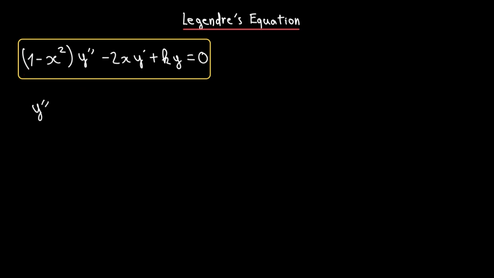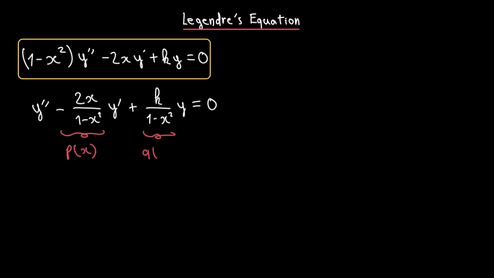So we have y double prime minus 2x divided by 1 minus x squared, y prime plus k divided by 1 minus x squared, y is equal to 0. Now, from this form, we can see that the coefficients p of x and q of x are analytic about the point x equal to 0. Indeed, the denominator does not turn to 0 when x is equal to 0, because we have 1 minus 0. So we can infer that p of x and q of x are analytic at x equal to 0. Knowing this, we can now use a power series solution to solve this equation.